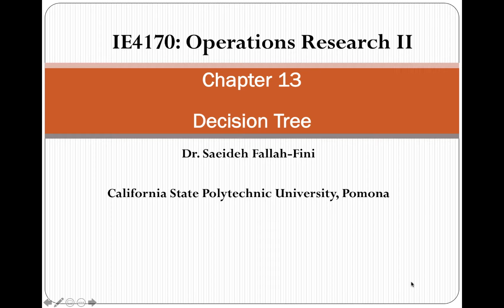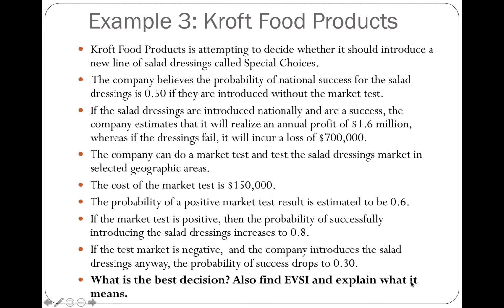In this video, I will talk about an example related to decision trees. This example is related to Kroft food products. This company aims to market a new salad dressing. From the previous experiences that they have, they know that if they market this product nationally, there is only a 50% chance that they see success and a 50% chance that they see a national failure.